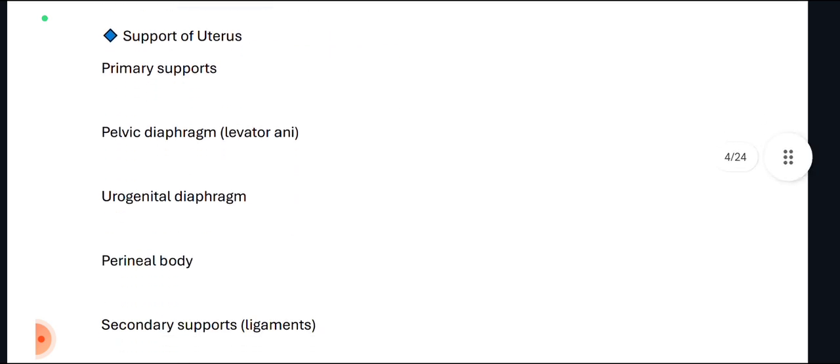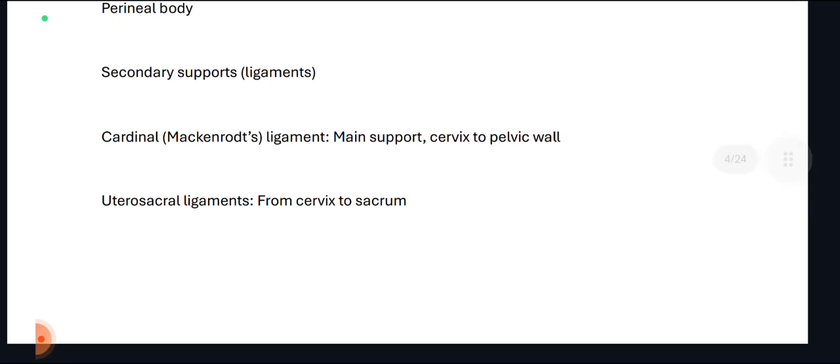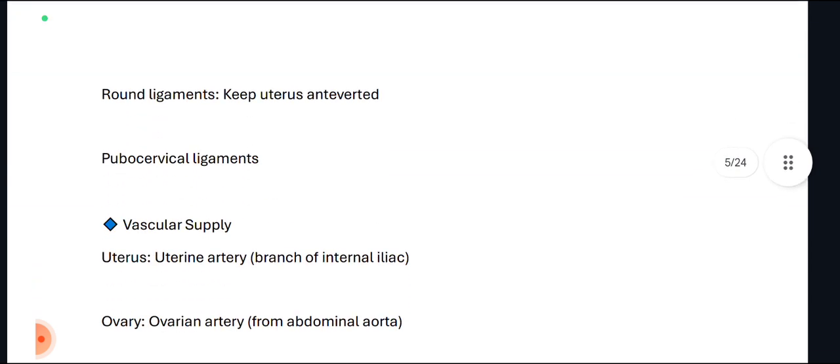Now coming on to supports of uterus. Uterus has 2 kinds of supports, the primary supports and the secondary supports. The primary supports are the pelvic diaphragm or levator ani muscle, the urogenital diaphragm, and the perineal body. The secondary or accessory supports are the ligaments. First being the cardinal or the Mackenrodt's ligament, the main supporter from cervix to pelvic wall. The uterosacral ligaments from cervix to sacrum. The round ligament of uterus, which keeps the uterus anteverted, and the pubocervical ligaments. All these constitute the secondary supports of uterus.